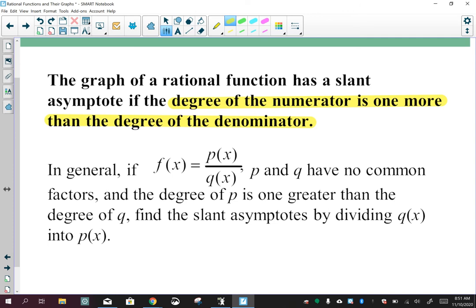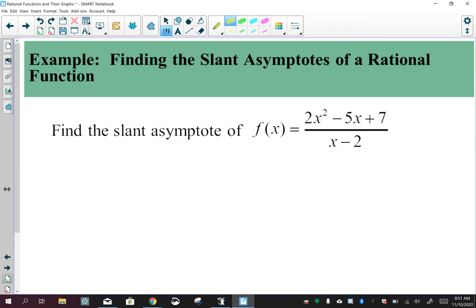If your numerator is 1 degree more than the denominator, you have a slant asymptote, which basically means you don't have a horizontal asymptote. All right, so keep that in mind. You will have either a slant asymptote or a horizontal, but you can't have both. So the very first thing you're going to do is take a look at your problem and say, okay, is my numerator 1 degree more than my denominator? If the answer is yes, you have a slant asymptote. And so then there's some things that you need to do.